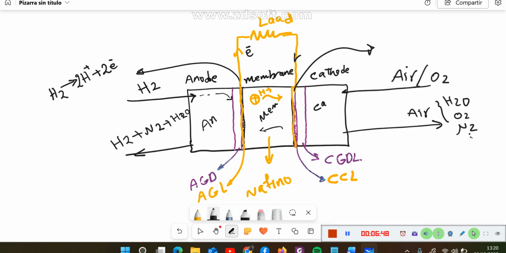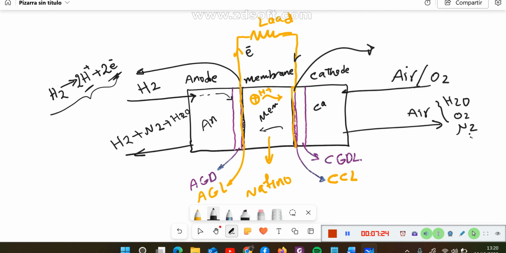So what happened in the catalyst layer on the anode side? We saw that on the anode side the hydrogen entered the system through a gas diffusion layer. These hydrogens cross and reach the catalyst layer. In the catalyst layer we have these reactions. It splits into protons and electrons. The protons cross the membrane and go to the cathode side, and the electrons pass through the external circuit.